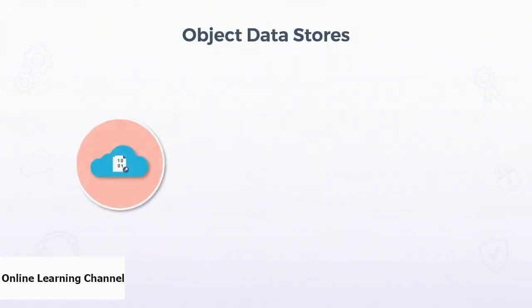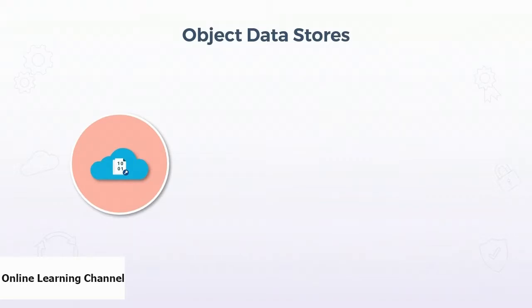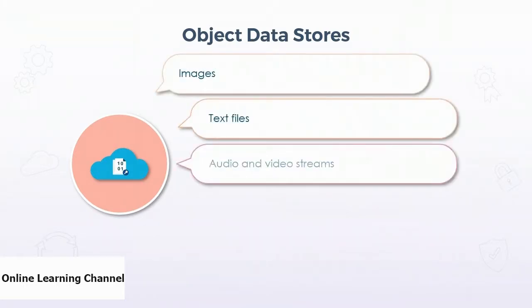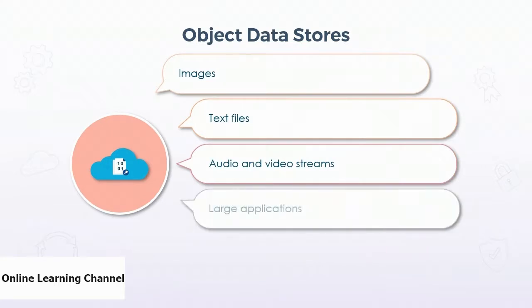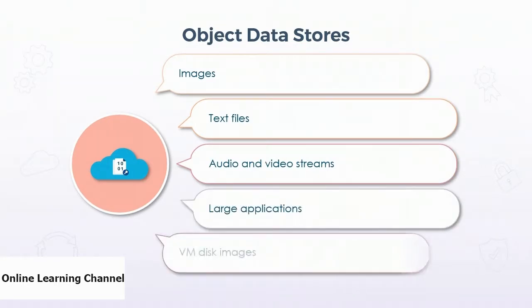Next, we have the object data store, and a perfect example of this is Azure Blob Storage. Object data stores can save any object as a binary file, such as images, text files, audio and video streams, large applications, or even virtual machine disk images. Literally anything that can be stored as a binary file on disk can be stored in an object data store.